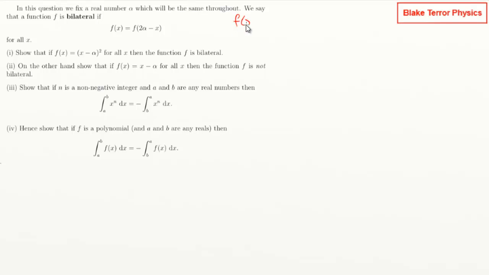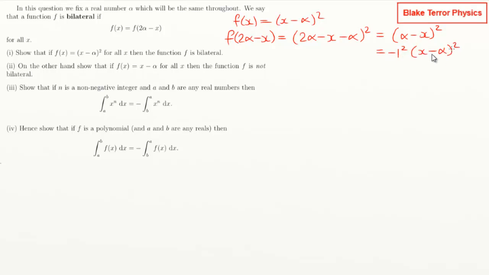So we've got f of x equals x minus alpha all squared. f of 2 alpha minus x is 2 alpha minus x minus alpha squared, which is alpha minus x squared. So that's minus 1 squared times x minus alpha squared, which equals f of x. Right, that was a nice start.